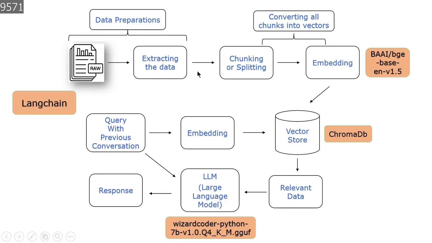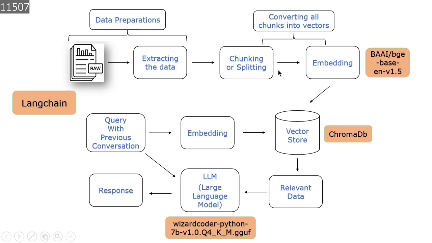So after extracting that data, we are splitting that data into chunks. There are two reasons for that. The first is we only want to pass the relevant information to the LLM. We don't want to pass irrelevant information to the LLM. And the second reason, all the large language models have some token limit. So that's why we can't just pass all the data to the LLM. We will be passing only the relevant information to the LLM.